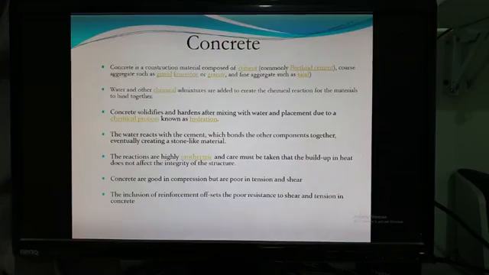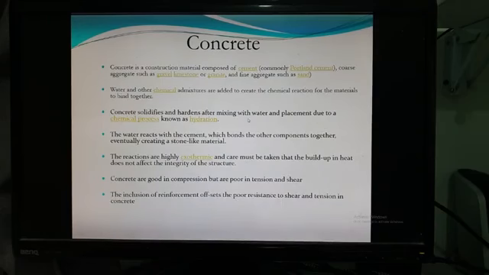And then in that mix, we also put in admixtures, other types of chemicals to create certain properties or specialized properties for the concrete. So the process of concrete hardening is what is called a curing process. This is where the concrete solidifies and hardens after it's been mixed with water and placement due to a chemical process known as hydration.